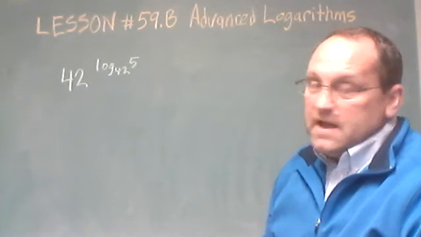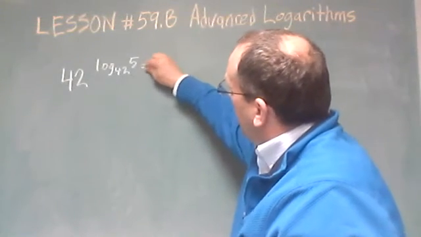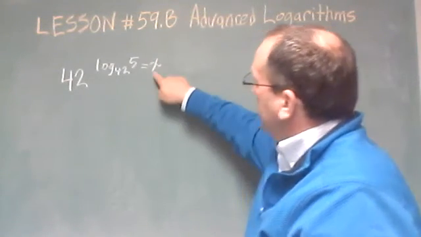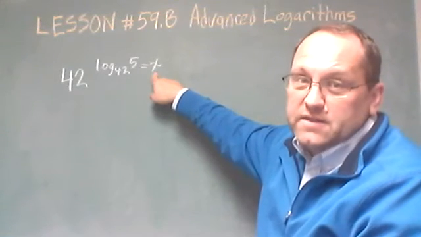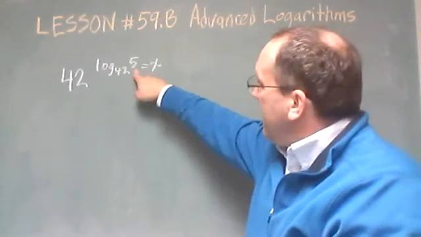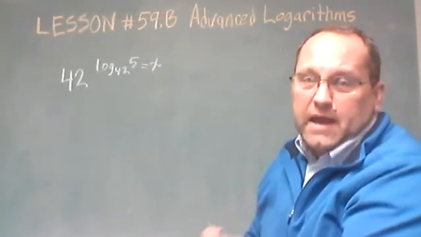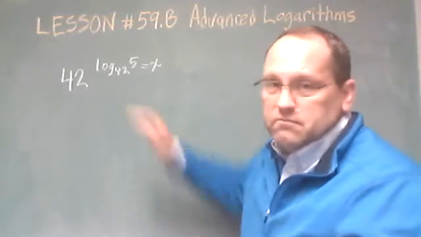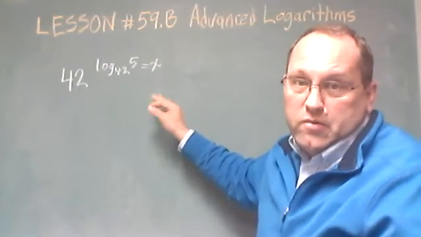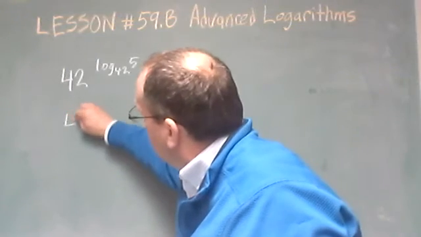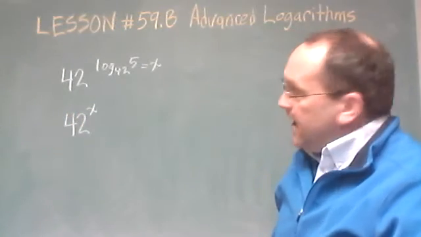But if I don't, I'm just going to replace that whole expression with x, because I don't know what power 42 has to be raised to equal 5. I'm just going to say let's make that whole expression x, because actually that's what the logarithmic expression equals. It equals that unknown power. I don't know what it is, okay? So my new expression becomes 42 to the power of x.